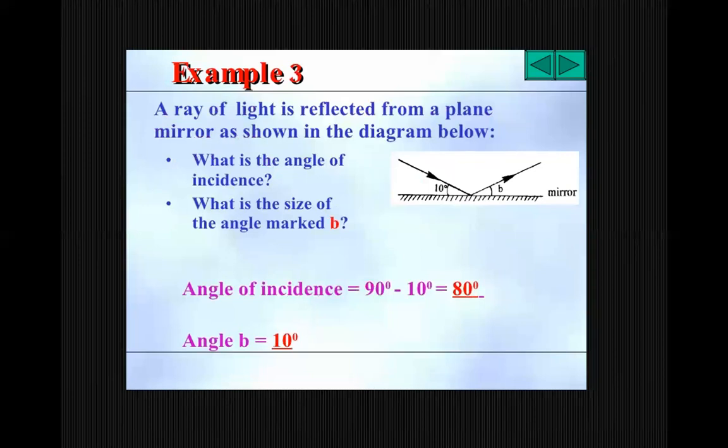Next, a ray of light is reflected from a plane mirror as shown in the diagram below. What is the angle of incidence? Again, you have to draw a normal here. After drawing a normal, you have to subtract this 10-degree angle from 90 degrees. Of course, your answer will be 80.